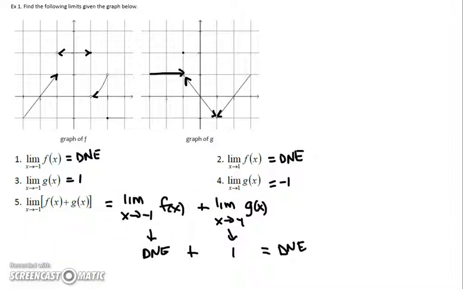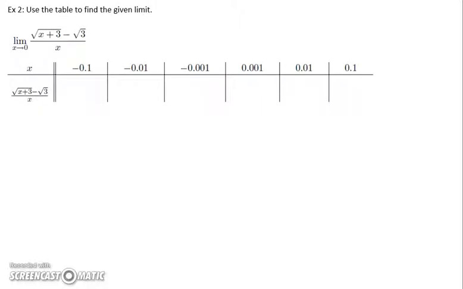So we have two more real quick examples, both of which are numeric instead of graphic. This says use the table to find the given limit. The limit is as x approaches 0 of this function here. If you were to put all of those values into a calculator, into this function down here, we're going to get the following points out.